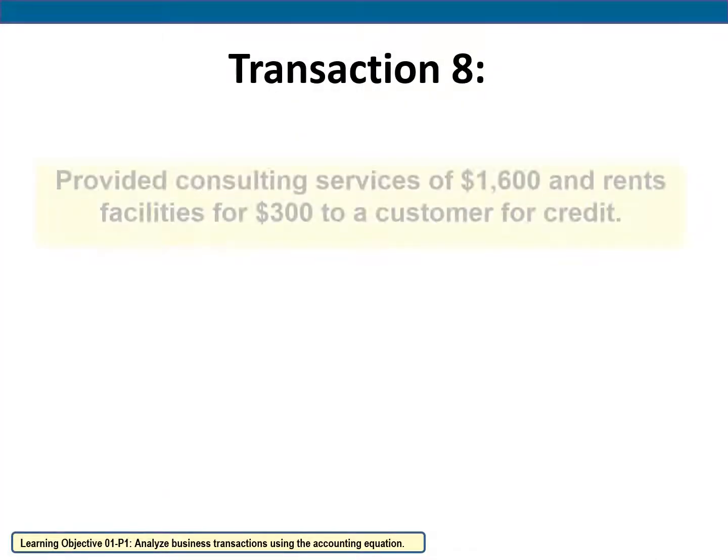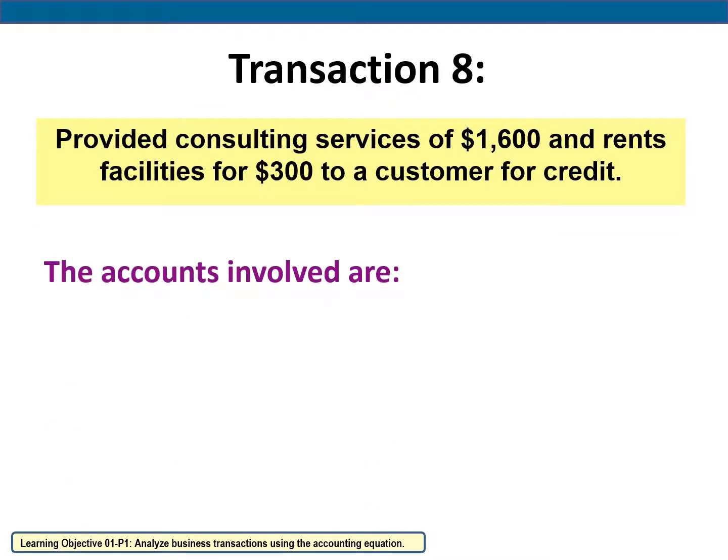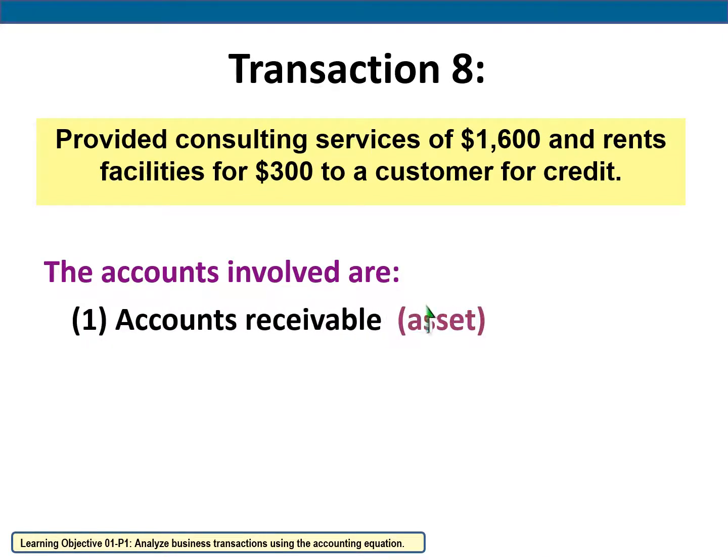Okay, so in transaction 8, we're providing consulting services of $1,600 and renting facilities for $300 to a customer on credit. So we're providing consulting services and making some rental income for a facility that we rented to a customer. And they're not paying us cash right away, but they're going to pay us in the future. And so when that happens, we have what we call an account receivable. So it's money we're owed today, but the customer's not yet paid us. And so rather than recording cash, we're going to record an account receivable, which is an asset account.